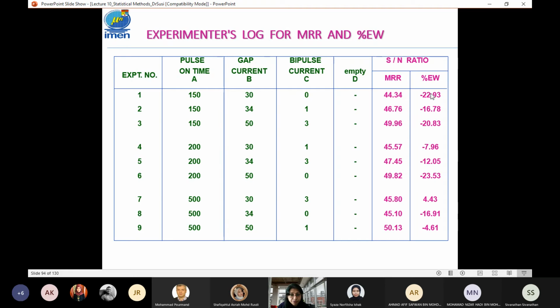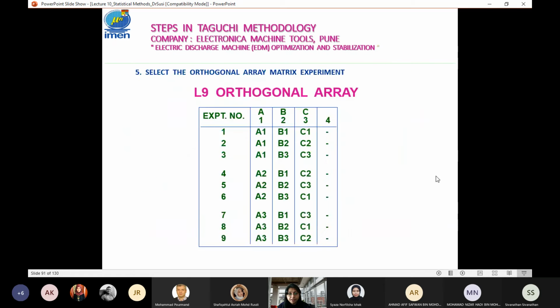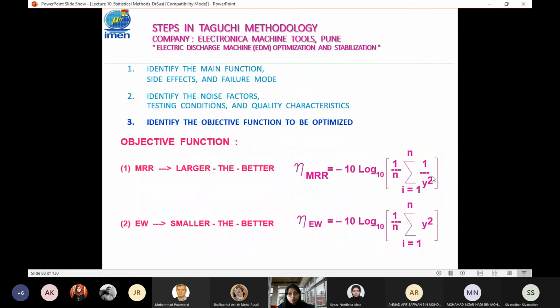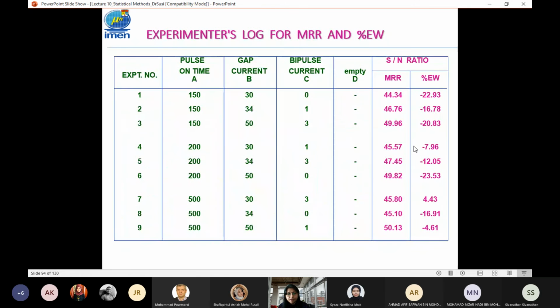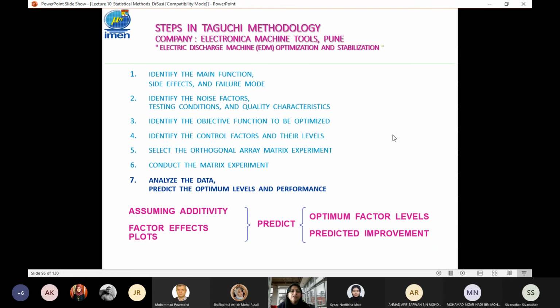This is the SN ratio. So you look, this is the output parameter Y. You take 1 over Y, sum it from 1 until N, the number of samples, times 1 over N. Of course, this can be done in Minitab and also in Excel. So these are the SNR values, the signal to noise ratio, and it is given in dB, decibel, for both the MRR and the electrode wear.